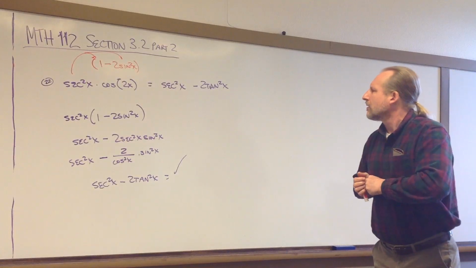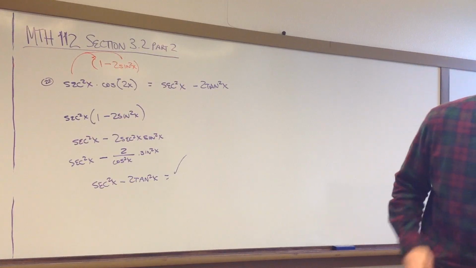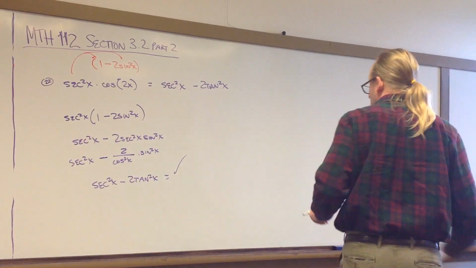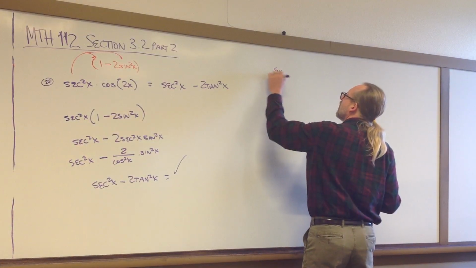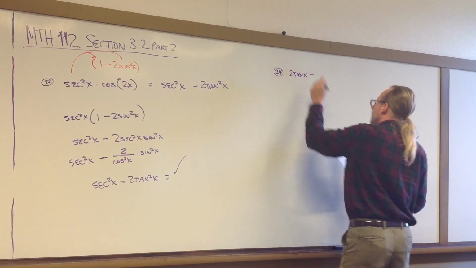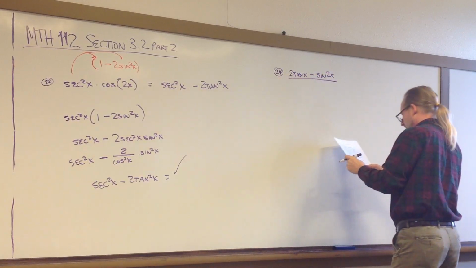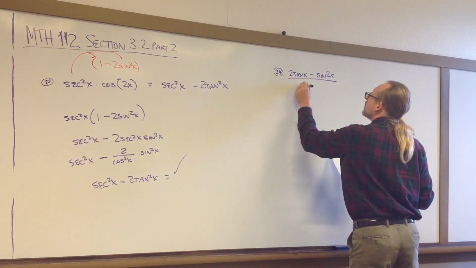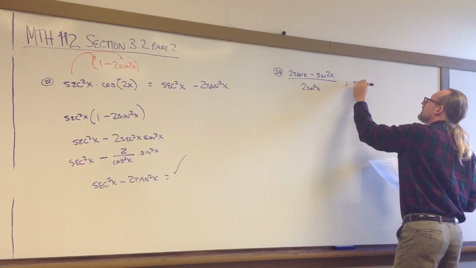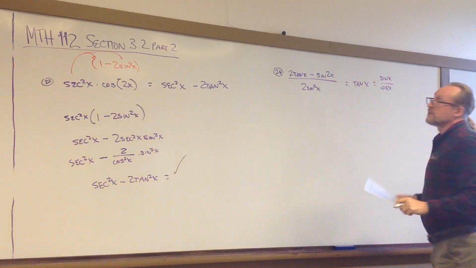Let's see here. All right, problem 24. Let's see what we get here. 2 tangent x minus sine 2x over 2 sine squared x. And we want to show that that's equal to the tangent, which I suspect it's going to be helpful to write in terms of sines and cosines.